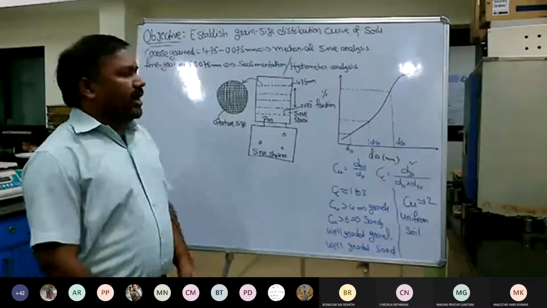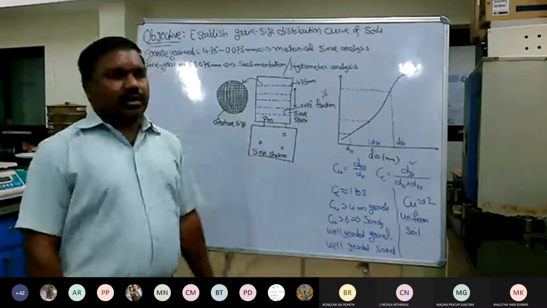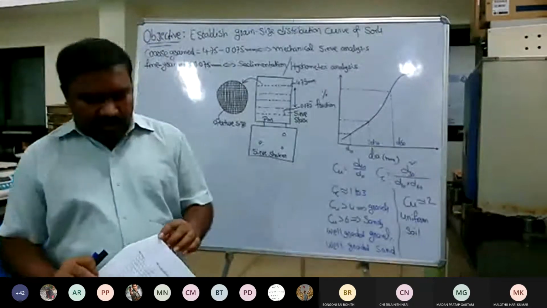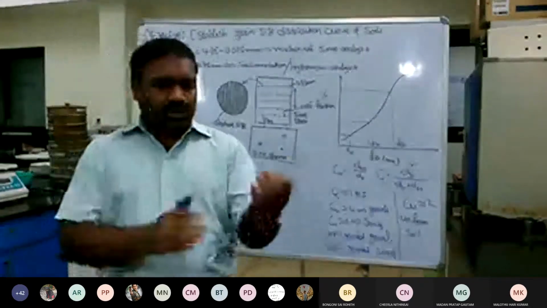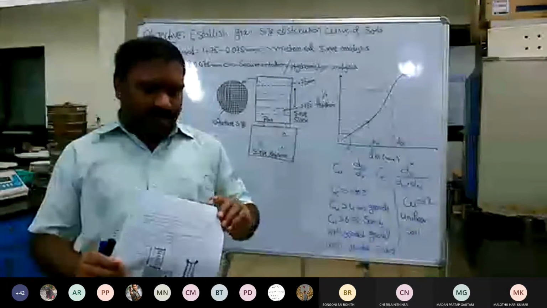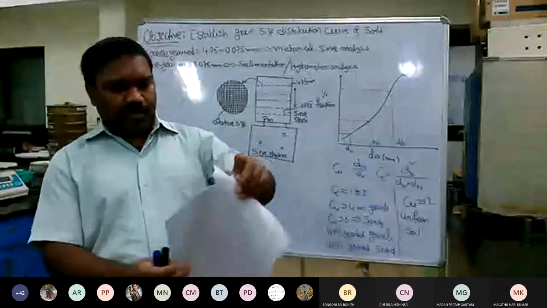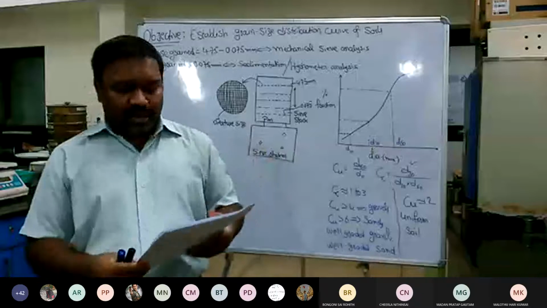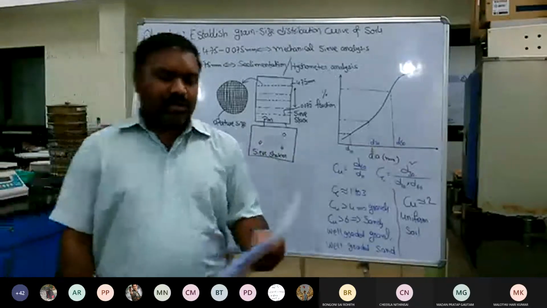So today we will take up another experiment, that is on grain size analysis. I again request you all, the handouts are available with you. So try to open the handout corresponding to mechanical sieve analysis. Experiment number 3, grain size analysis, mechanical method.